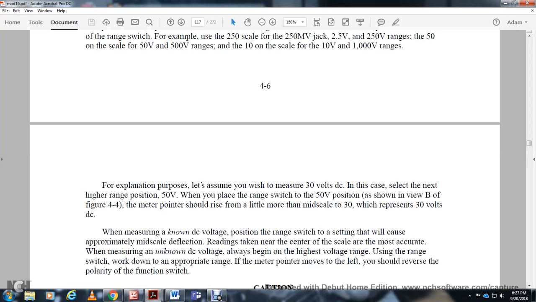Alright, for explanation purposes, let's assume you wish to measure 30 volts DC. You select the next higher range, the 50 volt range. You place the range switch in the 50 volt position, as shown in figure 4B. The meter pointer rises slightly more than mid scale, at 30, representative of 30 volts DC.